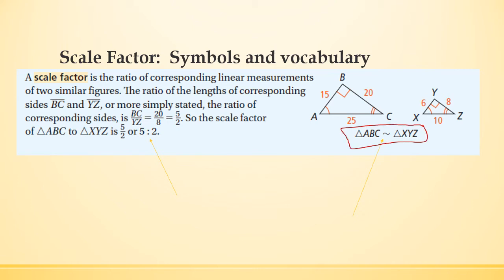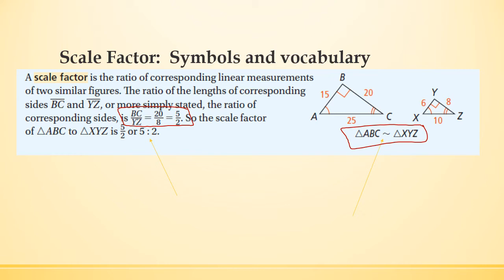If it tells us that, then we really only need to check one pair of sides. If we're trying to determine whether they're similar or not, you have to check all the sides. But if they tell you in the directions that they're similar, then you only check one pair to find the scale factor. Here they did BC and YZ and compared them to each other. When you simplify that, you get 5/2. It's important to recognize that they're comparing large shape to small shape.